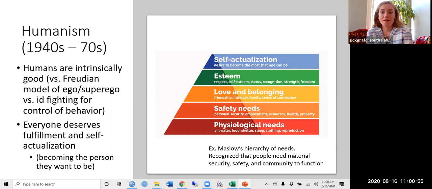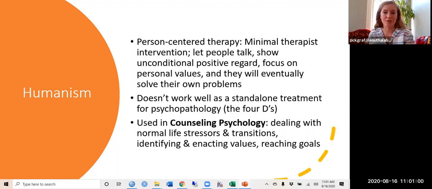That psychological explanation isn't enough to explain the four Ds, and so therefore it's not enough to treat them. But humanistic principles are used today in counseling psychology, which is kind of a companion branch to clinical psychology. Whereas clinical psychology focuses on treating symptoms and improving functioning in people with psychological disorders, counseling psychology really helps people without psychological disorders navigate normal life hurdles and reach fulfillment, reach their goals. And humanistic principles are really used today in counseling psychology.